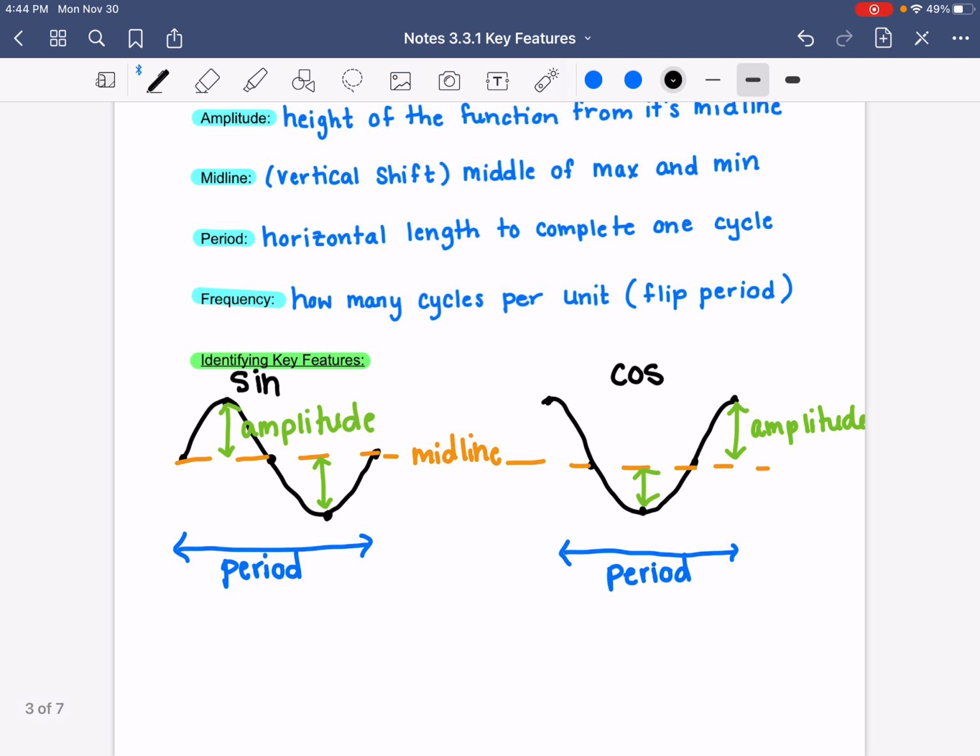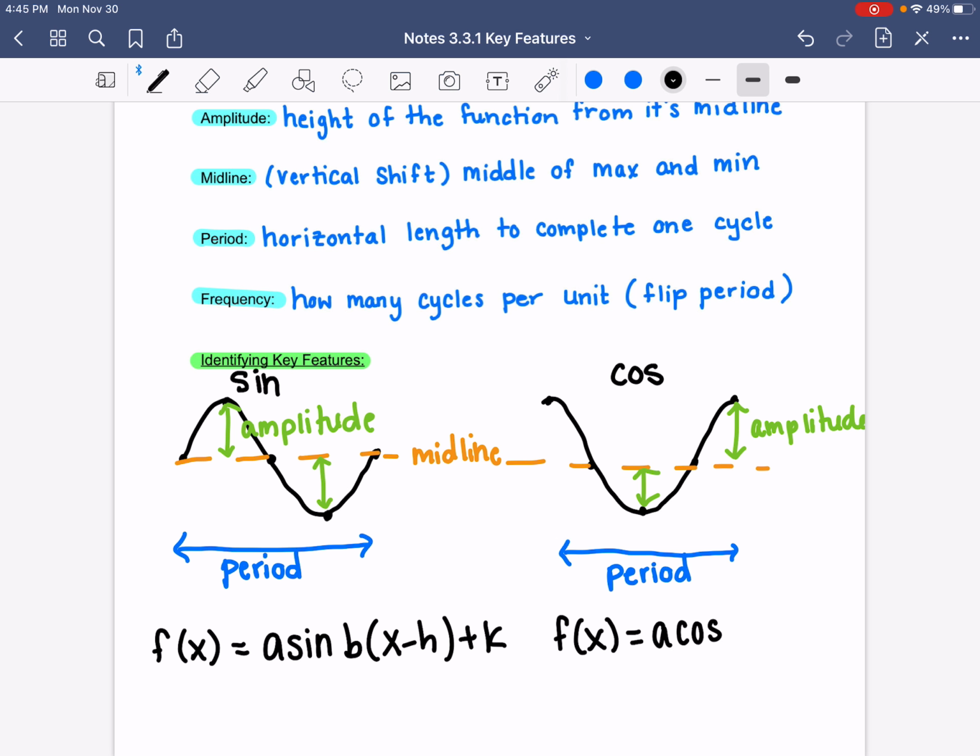From the equation, so our equation is y equals, or f of x, I guess I should say function. I think most of our problems do it as a function. f of x equals a sine b x minus h plus k, or f of x equals a cosine b x minus h plus k.